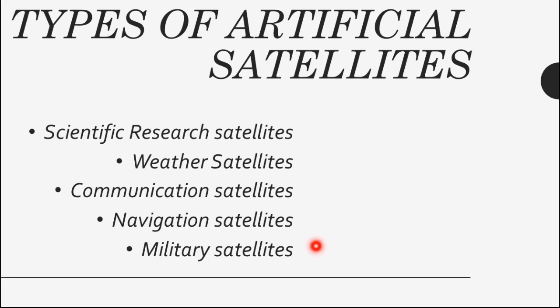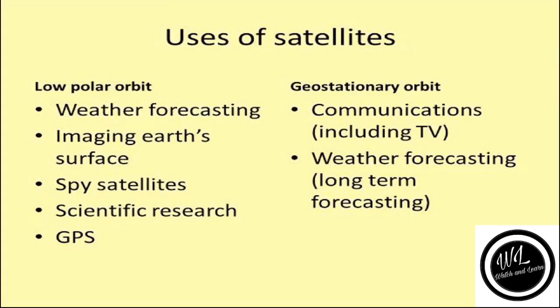Next one we have is military satellites. It includes weather, communication, navigation, and earth observing satellites used for military purposes. So we have different types of satellites. Some of the military satellites are also known as spy satellites.